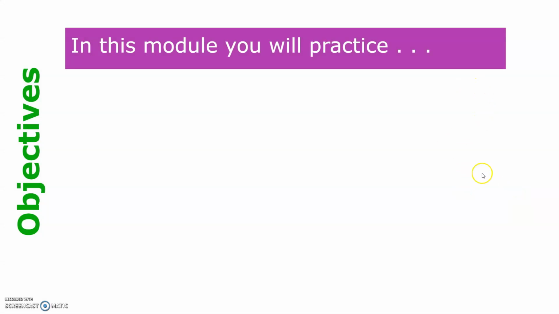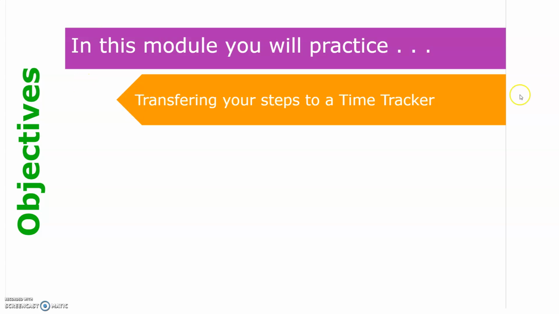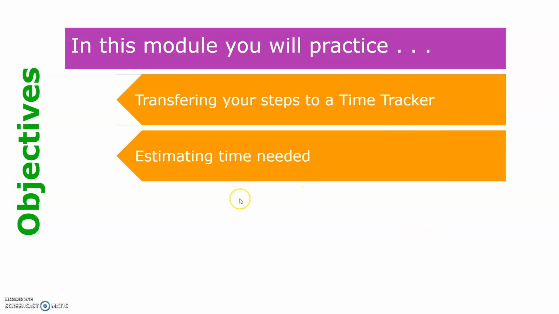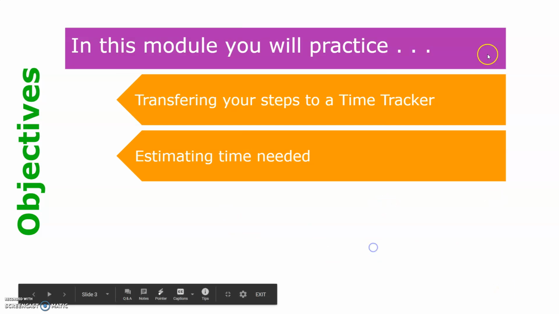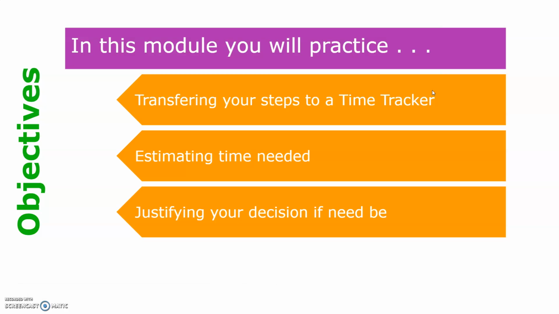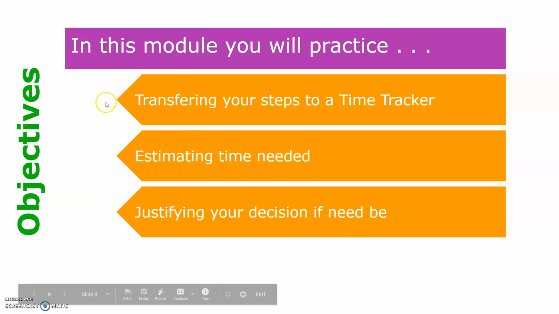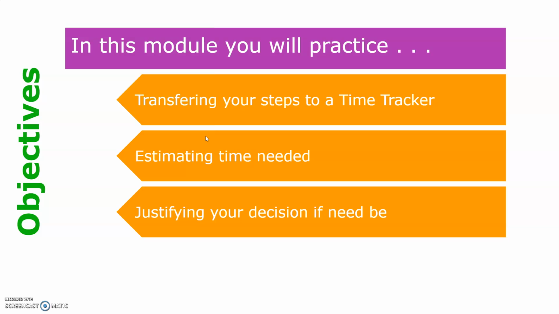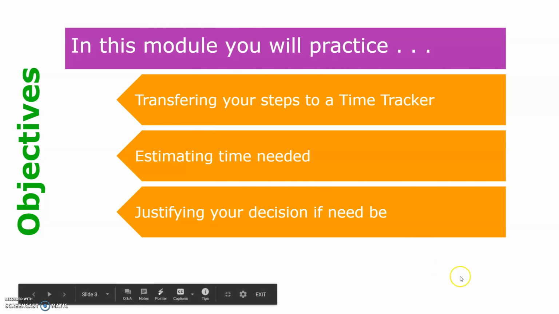So in this module, what we will be achieving is we're going to transfer our steps from our action plan to a time tracker. We're going to estimate how long it takes for us to complete each of those steps. And we need to prepare to justify our decision or our estimate if need be. Like if we say, I think this step is going to take me 45 seconds, and someone says, really, that looks like more like 2 hours, you need to be able to explain your thinking.